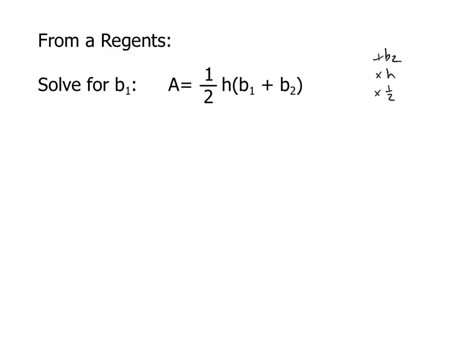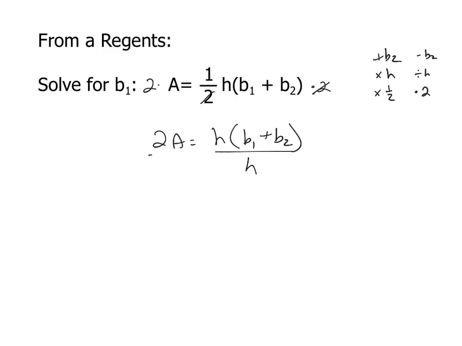So let's undo this for a little bit. Now you also probably remember from previous lessons that you can clear out the fraction. So I'm thinking I'm going to multiply both sides by 2 to clear the fraction out. Then I'll divide by h, and then I'll subtract my B2. So let's go through those steps. Let's multiply both sides by 2, and that's going to cancel that out there. So now I get 2A equals h times B1 plus B2. Let's divide by h. So we get 2A over h equals B1 plus B2.